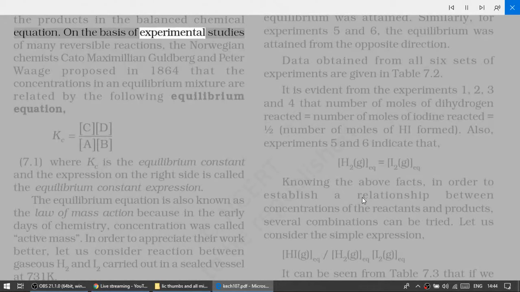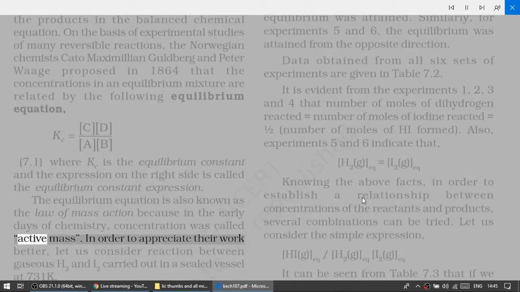On the basis of experimental studies of many reversible reactions, the Norwegian chemists Cato Maximilian Guldberg and Peter Waage proposed in 1864 that the concentrations in an equilibrium mixture are related by the following equilibrium equation: Kc = [C][D]/[A][B] (7.1), where Kc is the equilibrium constant and the expression on the right side is called the equilibrium constant expression. The equilibrium equation is also known as the law of mass action because in the early days of chemistry, concentration was called active mass.